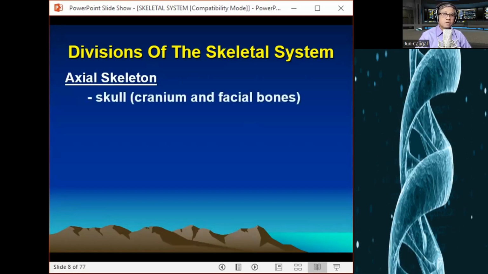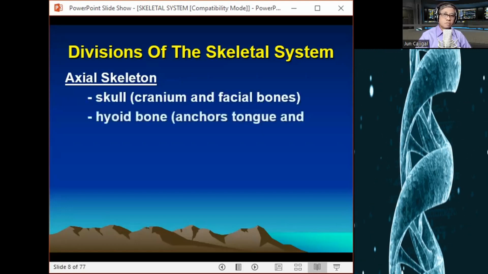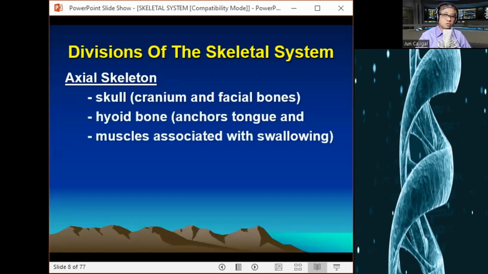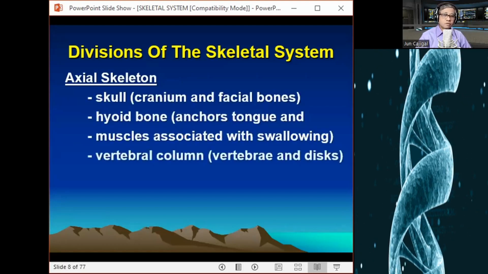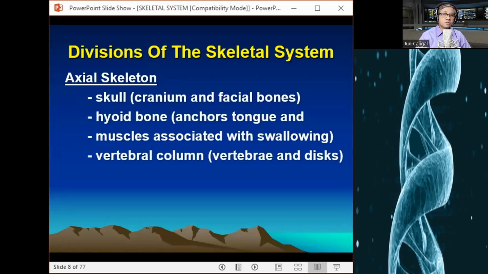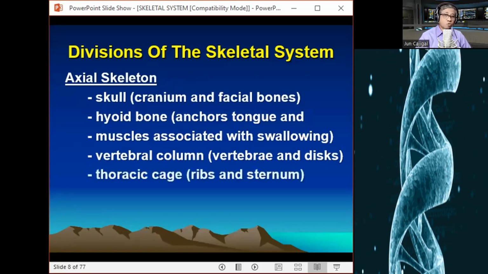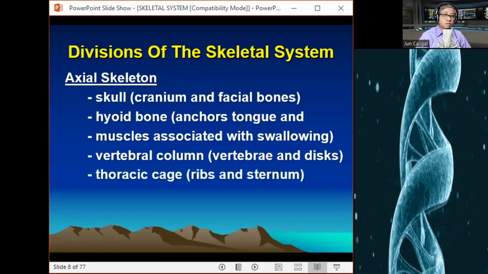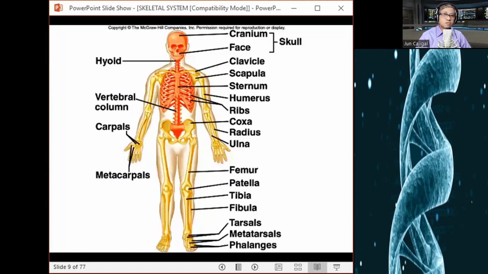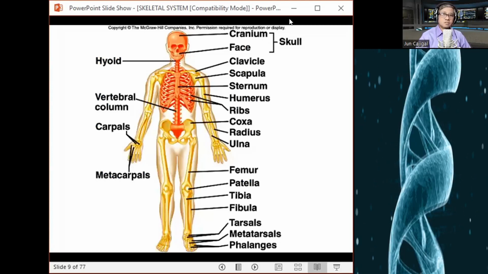First, we have the skull. The skull is composed of the cranium and the facial bones. Then we have the hyoid bone that anchors the tongue and the muscles associated with swallowing. Then we have the vertebral column that protects the spinal cord. The vertebral column is part of the main body axis. And lastly, we have the thoracic cage that makes up the ribs and the sternum. So those are the bones that make up the axial skeleton or our main body axis.